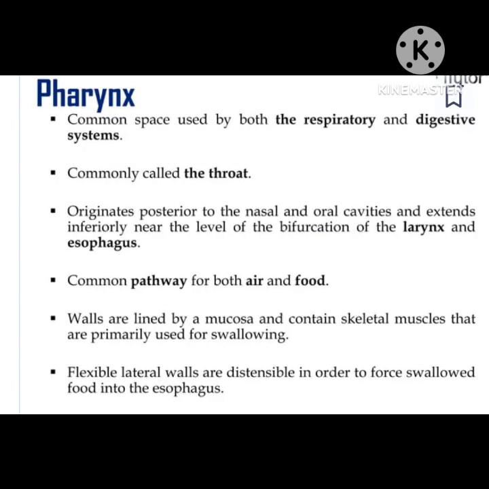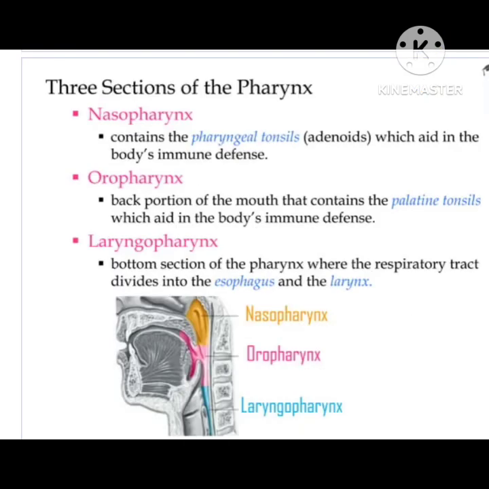First we will discuss the pharynx. The pharynx is the common space used by both the respiratory and digestive systems. It is commonly called the throat, and it is a common pathway for both air and food. It is divided into three sections: nasopharynx, oropharynx and laryngopharynx.